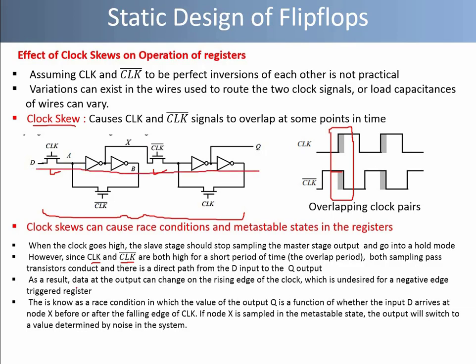As a result, the data at the output can change on the rising edge of a clock, which is undesired for a negative edge triggered register. This is known as a race condition, in which the value of output is a function of whether the input D arrives at node X before or after the falling edge of clock. If node X is sampled in the metastable state, the output will switch to a value determined by noise in the system. So here we see that clock skews cause metastable states and race conditions in the flip-flop.